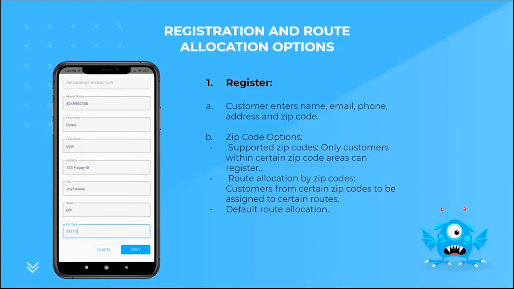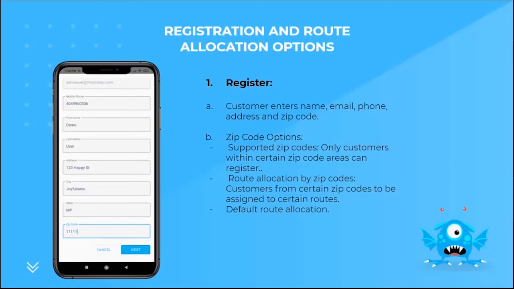The other option is the route allocation by zip codes. If in your process you have certain routes covering certain geographic areas of your city, of your town, we can automatically allocate customers living within those certain zip codes to the specific route that will be covering them. If you have any questions, again, please feel free to hit the chat button.